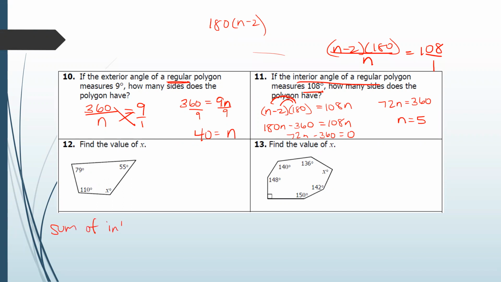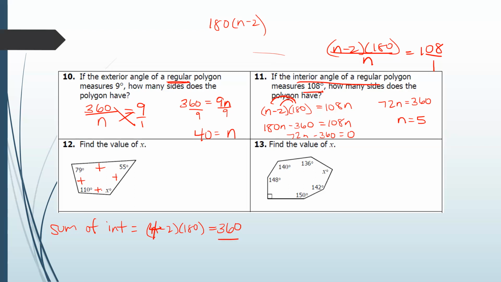So sum of interior angles is n minus 2 times 180. Well, n in this case is 4. 4 minus 2 is 2. 2 times 180 is 360. So the sum of interior angles is 360. Sum means that you add them together. So I can say, oh, this plus this plus this plus this, they all have to add up to the sum of interior angles, or 360.